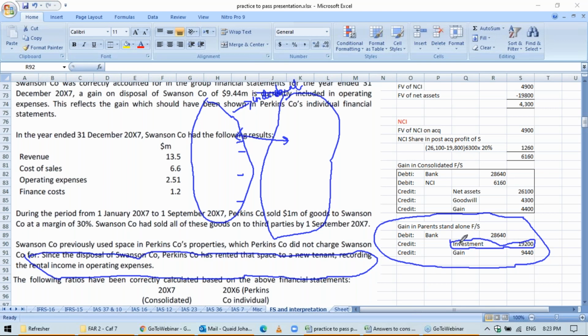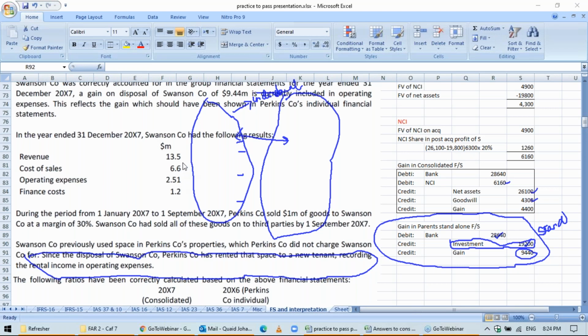Now, after some time when he sells it, what will he do? He will credit the investment. Then he gets some money, 28,640, so he debits the bank. So what's the difference between these two? The difference is the gain, which appears in the individual financial statements. Now in individual financial statements, he won't be consolidating net assets, goodwill, and NCI, because these are standalone financial statements. In standalone financial statements, he will only be having the investment in shares using IFRS 9, right? So did you get it? I hope you have got this point.